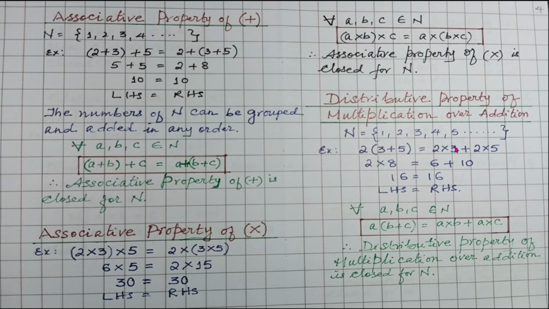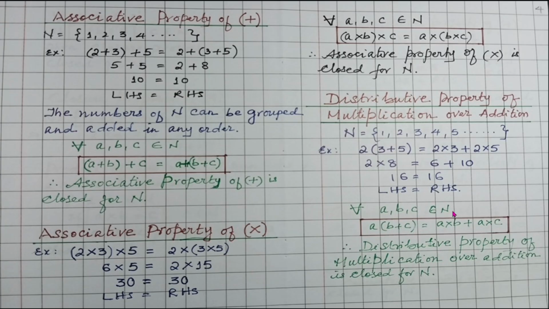Now, the next important property is the distributive property of multiplication over addition. What does this mean to us? If you take three numbers 2, 3, 5, now when I multiply 2 with the addition of 3 and 5, 3 plus 5 is 8, 2 into 8 is 16, or 2 into 3 plus 2 into 5 will give 6 plus 10, that is also 16, and that means LHS is equal to RHS, that is the distributive property of multiplication is closed for the set of natural numbers.